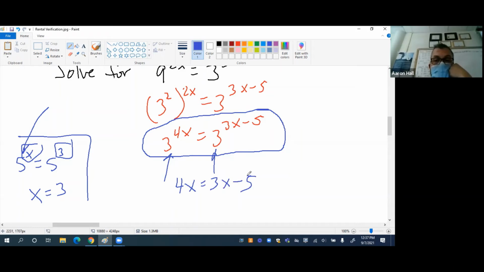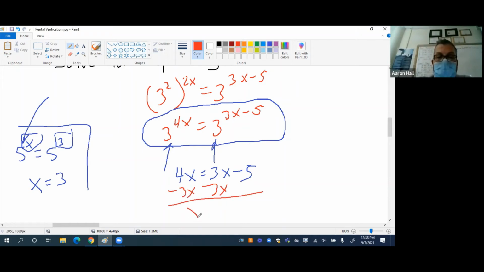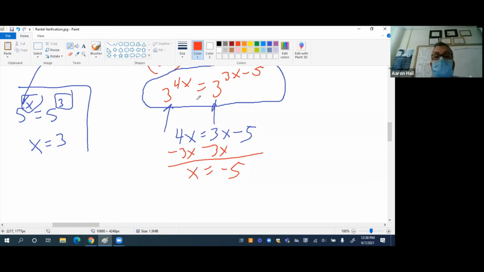Okay, now what, Lachlan? Okay, subtract 3x from both sides. That gives me x equals -5. Huh, there you go. That's the answer. So as soon as we get the same bases, it implies the exponents are the same.